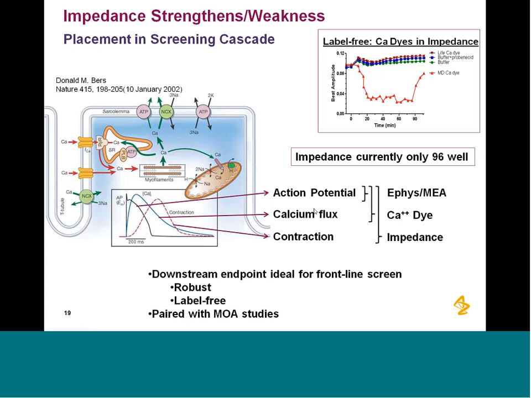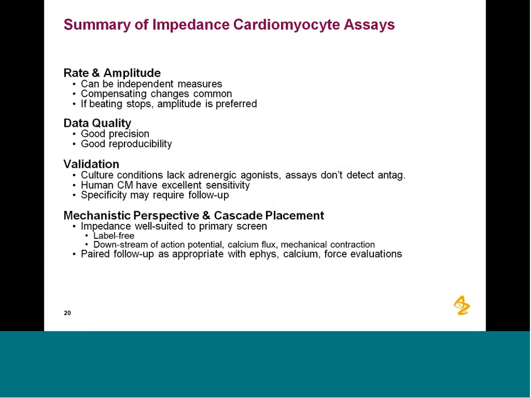So to summarize, rate and amplitude can be independent measures. We do see them change independently. In many cases, they're compensating, and so you need to think about which one is the driver there and include that in your interpretation. The data quality is very robust. We need to back off on our testing because we have overkill in our data quality. The validation data looks very good.